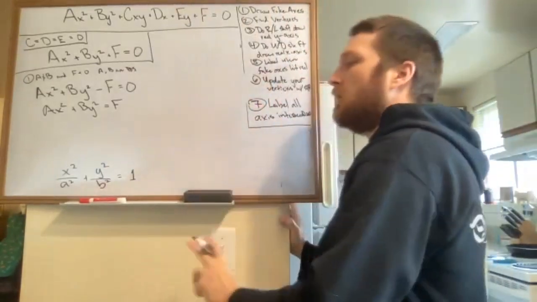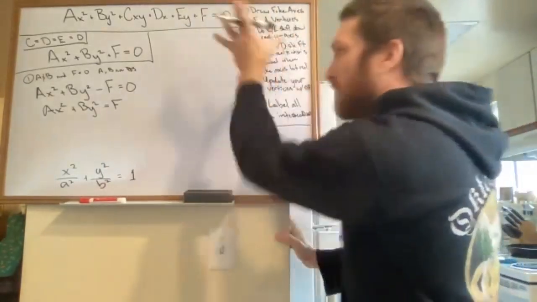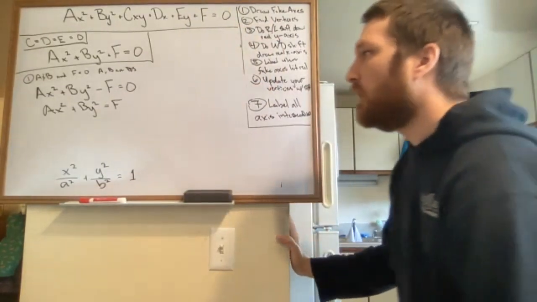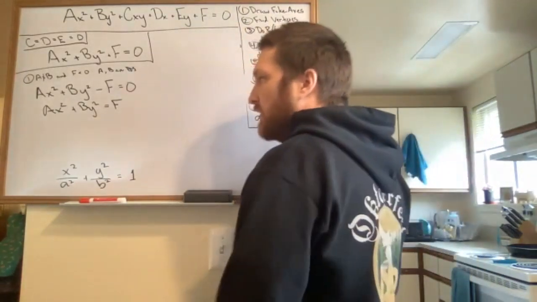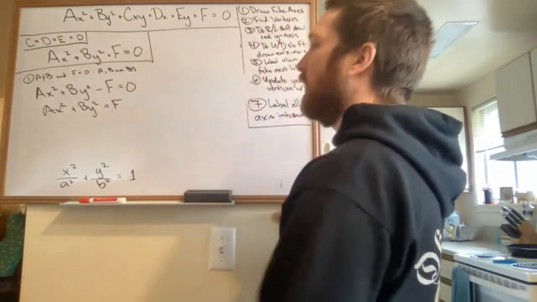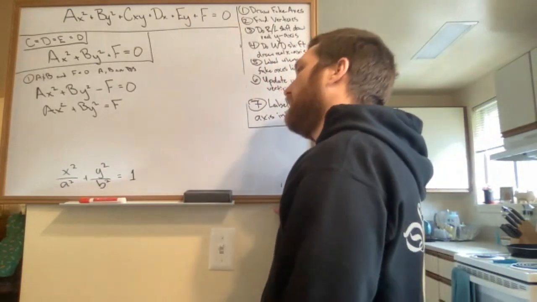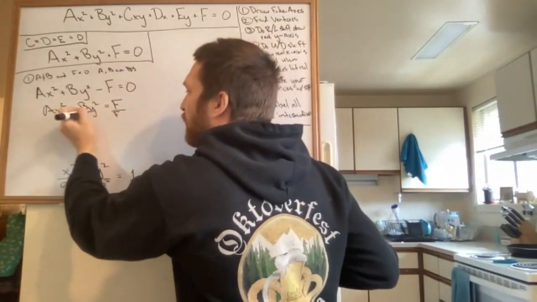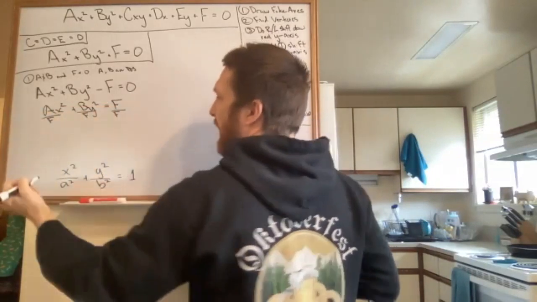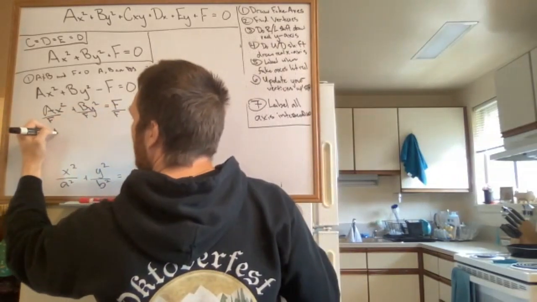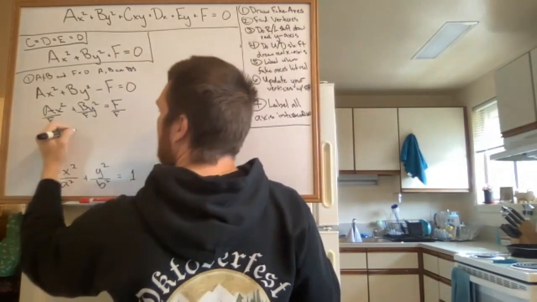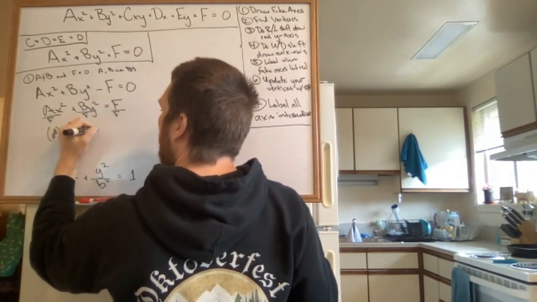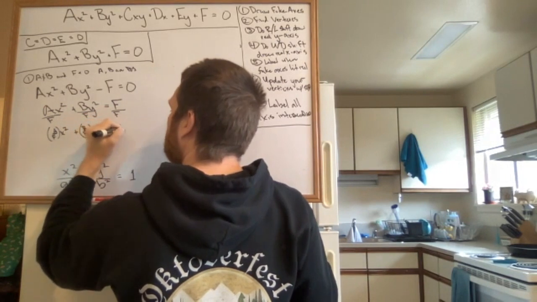But for right now, let's just complete these pictures that we've been drawing with big picture stuff. So in order to get it like this, I say, well, I need a 1 on the right-hand side. In order to do that, I'm going to have to get rid of that f. And so I'll divide everybody through by f. What does that give me? Well, it gives me an a over f x squared plus b over f y squared equals 1.